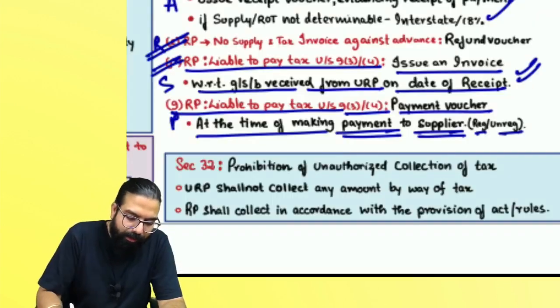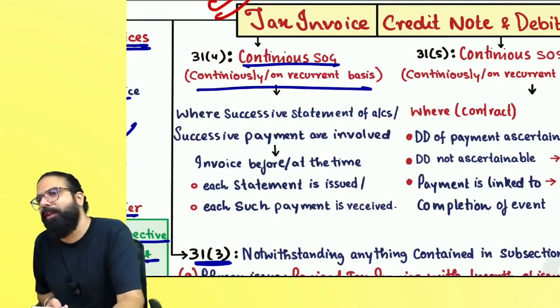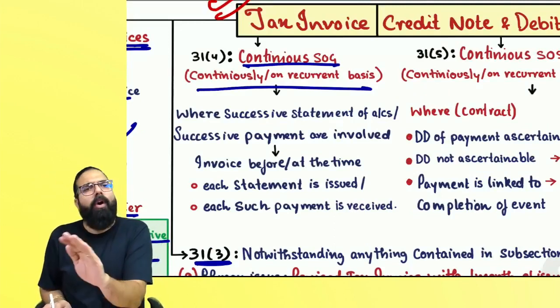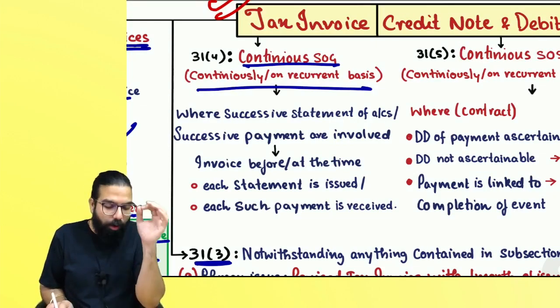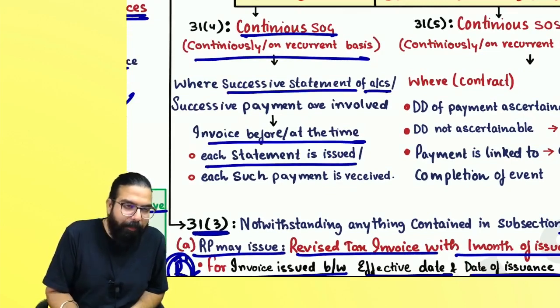The next one over here is the continuous supply of goods case. Remember one thing, continuous supply of goods means goods which are continuously supplied on a recurrent basis under a contract. Always remember in that scenario that, sir, if there are successive statements of accounts being issued, then on or before each statement is issued, you should give the invoice.